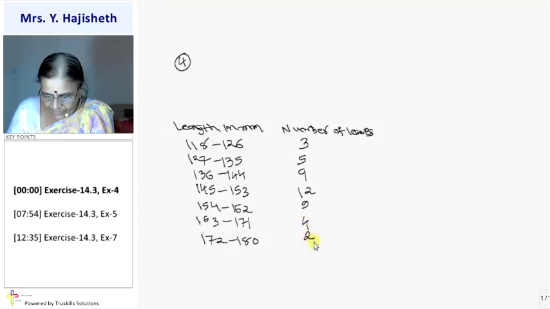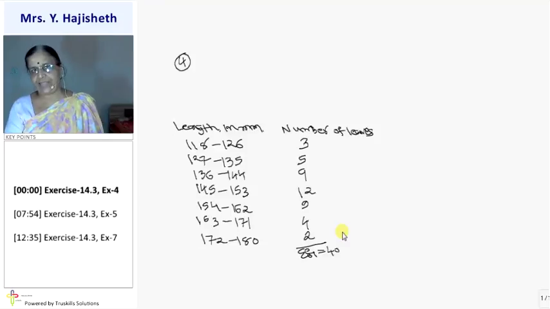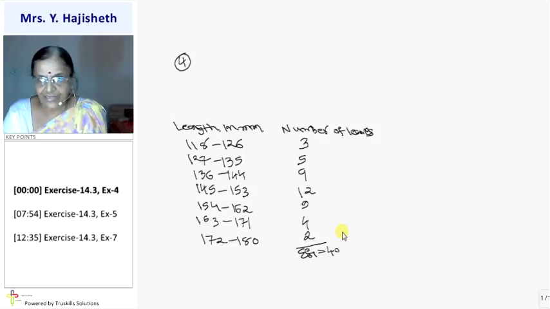Total number of leaves is 40. Out of them, 3 leaves have length in 118 to 126, 5 have length 127 to 135. Now in order to find the median, we should find the median class. And for the median class, we should find the lower limit. So first of all, I should avoid this gap.